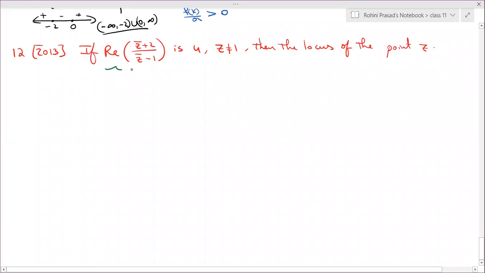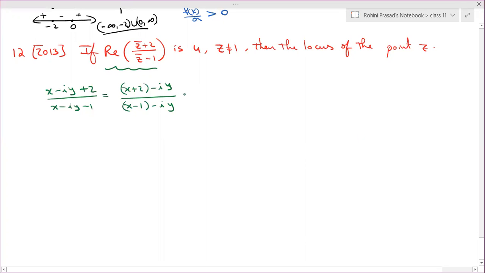They want the locus of z where the real part of this is equal to 4. So first, z bar is x minus iy. Plus 2 by x minus iy minus 1 equals x plus 2 minus iy by x minus 1 minus iy.